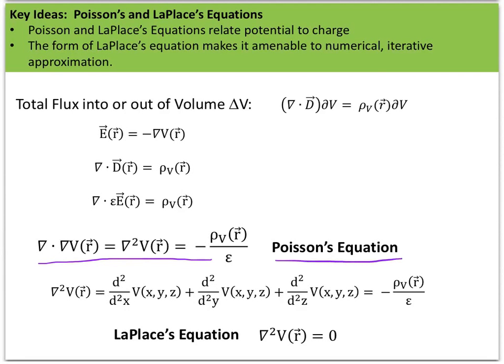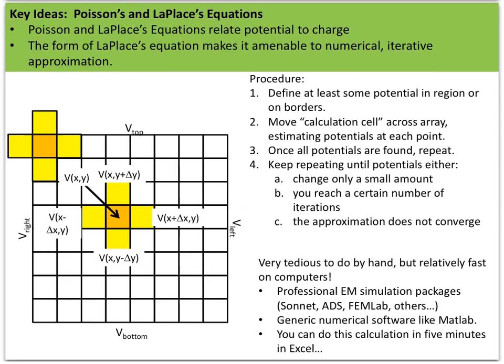That's called Poisson's equation. And if you have a region of space, as most regions are, that doesn't contain free charge, then this term right here is equal to 0, and we call that Laplace's equation. And it turns out you can solve Laplace's equation numerically easily.